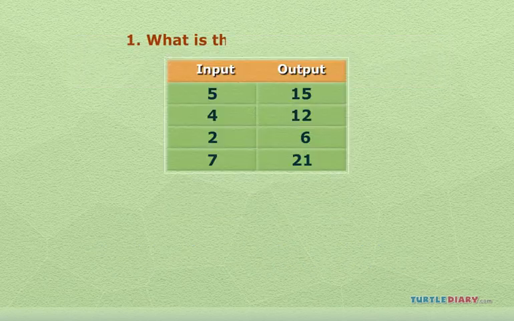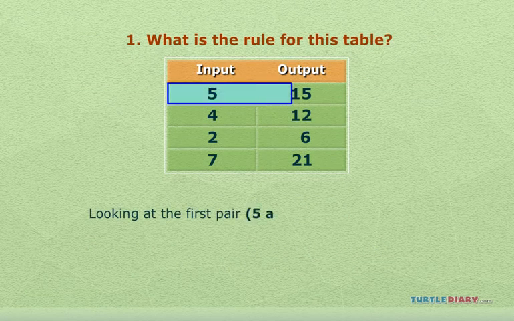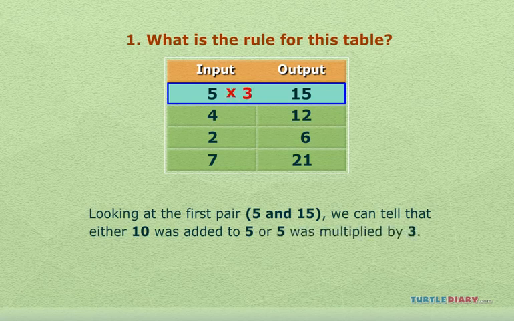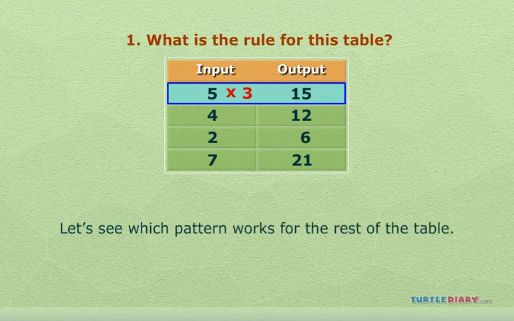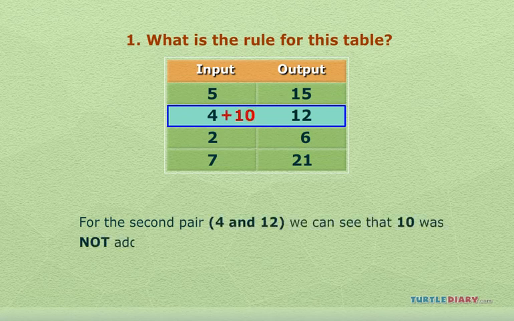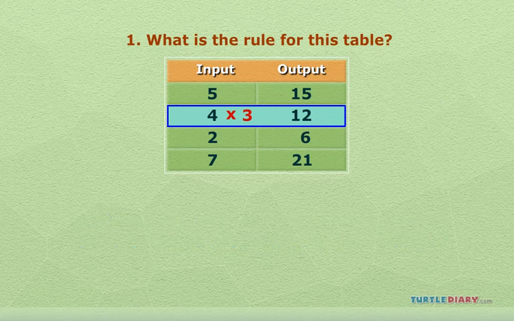Examples. What is the rule for this table? Looking at the first pair, 5 and 15, we can tell that either 10 was added to 5 or 5 was multiplied by 3. Let's see which pattern works for the rest of the table. For the second pair, 4 and 12, we can see that 10 was not added, only 8 was added. But 4 times 3 is 12, so it appears the rule is multiply by 3.